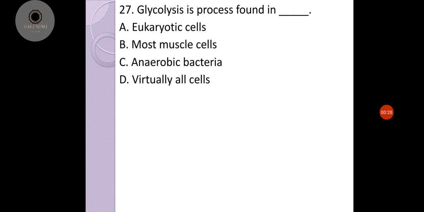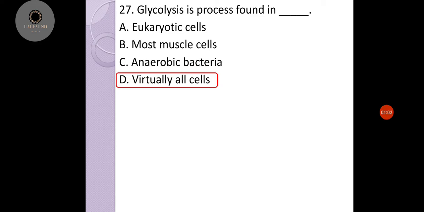27. Glycolysis is a process found in blank. Okay, is it A, eukaryotic cells, B, most muscle cells, C, anaerobic bacteria, or D, virtually all cells? So, is it just in eukaryotic cells lang ba? Sa muscle cells lang ba? Or si anaerobic bacteria lang ba ang gumagamit ng glycolysis na process or lahat ng cells? So, ang answer dito is letter D, virtually all cells.